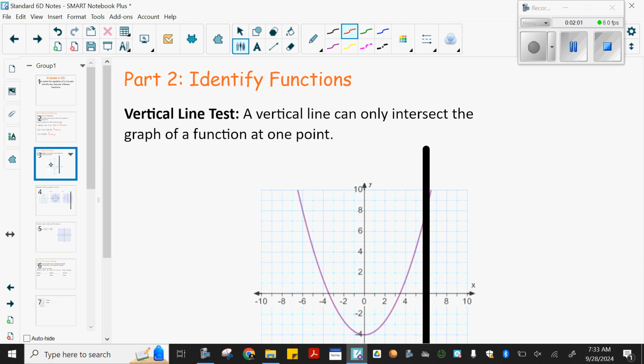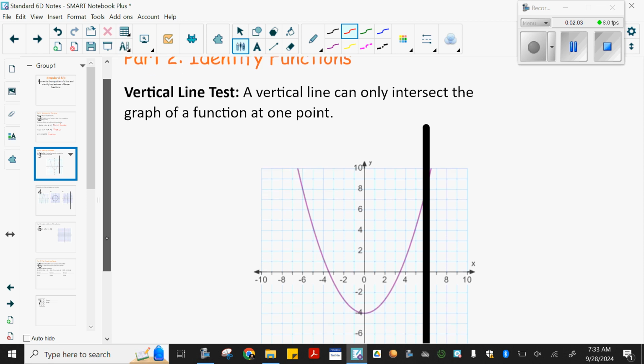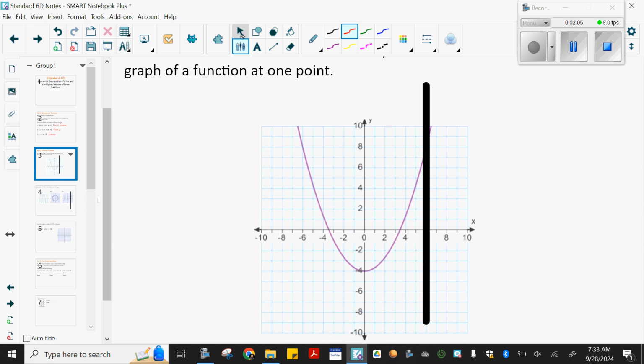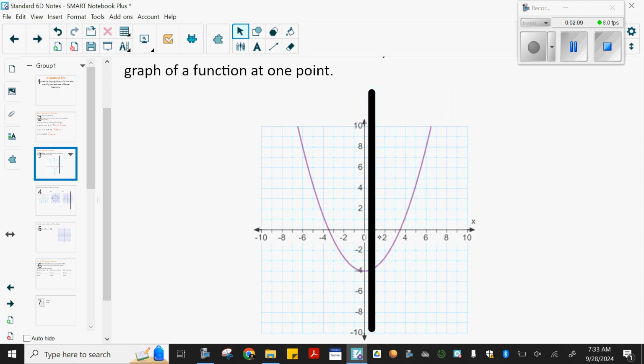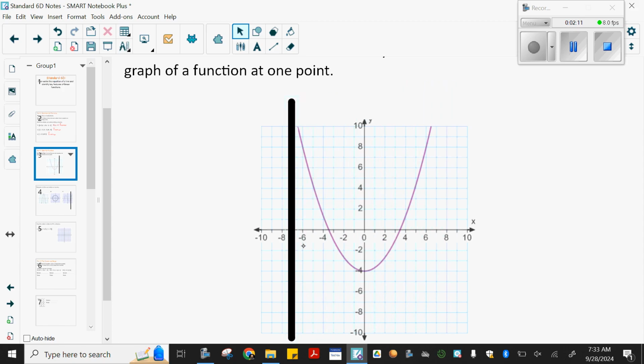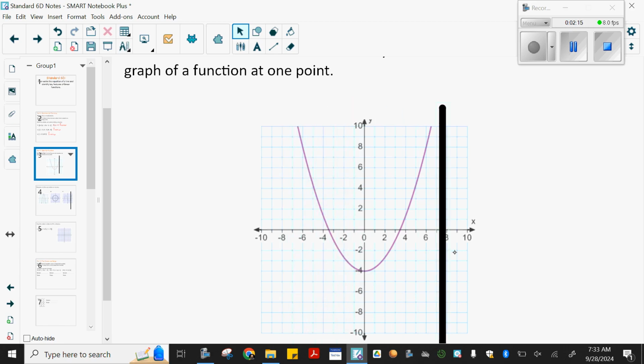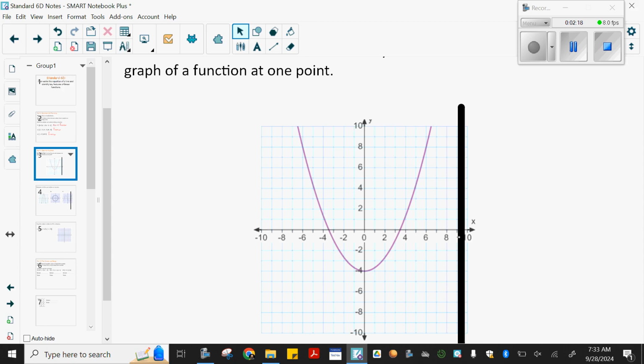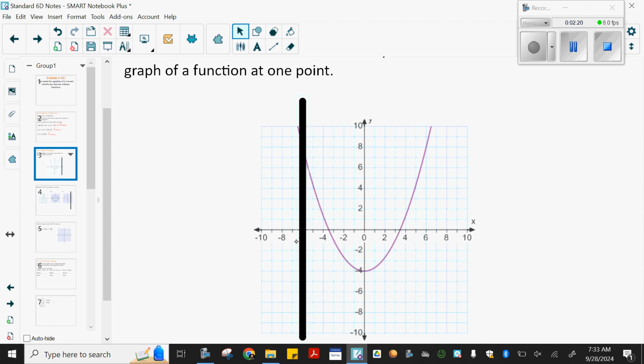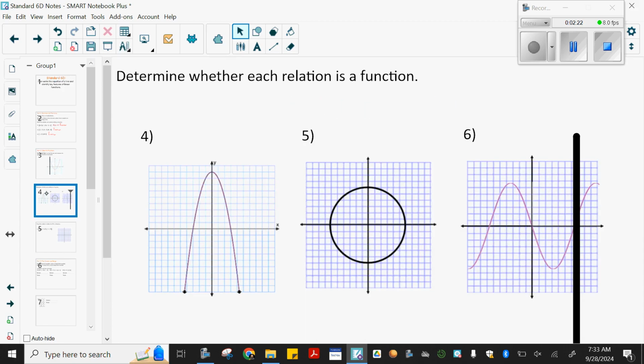Another way to check is if you have a graph, or if you can graph your information, you can do the vertical line test. This is even easier. You're just going to move this line back and forth, and if the vertical line crosses your line or your set of dots in more than one spot, it is a fail. This is a pass because it only touches at one spot on each one. So let's look at those.